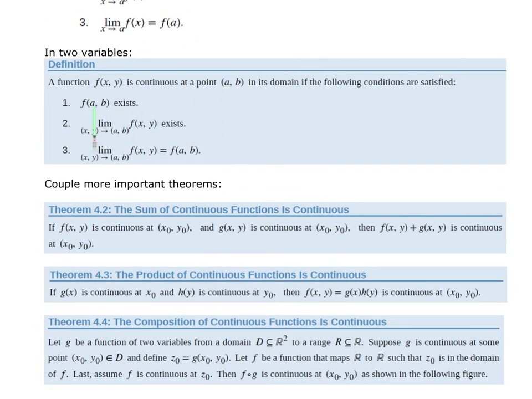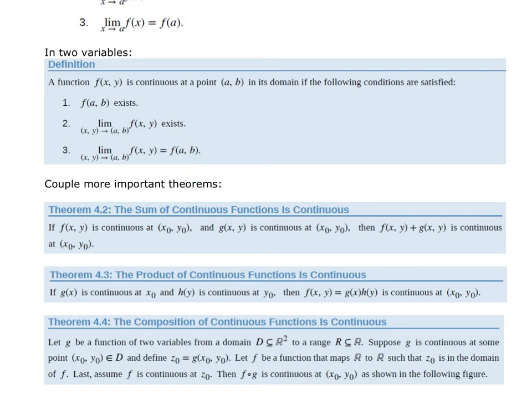What does it mean for us in 3-space? Well, now we have to have that f of the ordered pair exists. As (x,y) approaches that ordered pair, the limit also has to exist. And the limit as (x,y) approaches our ordered pair (a,b) of f of (x,y) has to be f of (a,b).